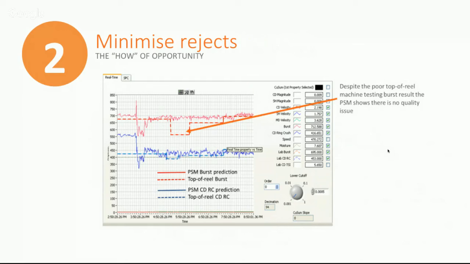If you look at the continuous measurement, you can see that there was no issue with the performance and with the quality. So pretty much you can say, yes, I measured this top of reel, but I know from my other continuous measurements that there is no quality problem. I don't need to reject this reel. Now that saves a lot of things.